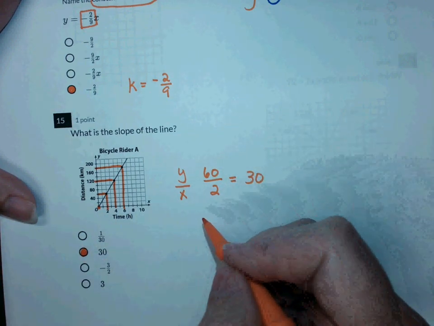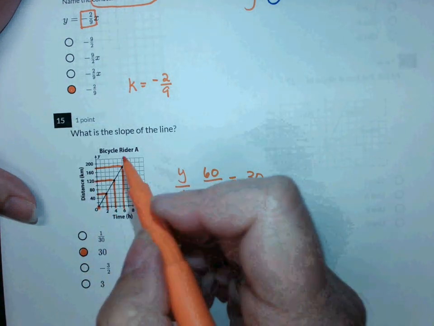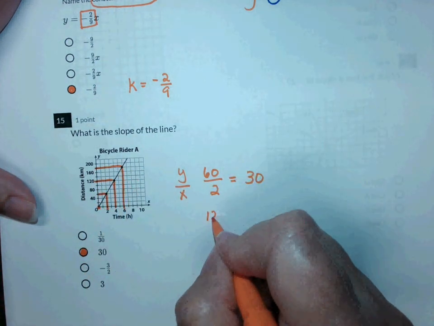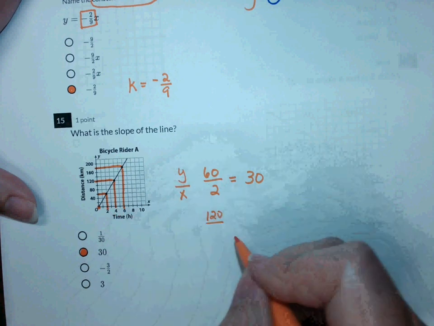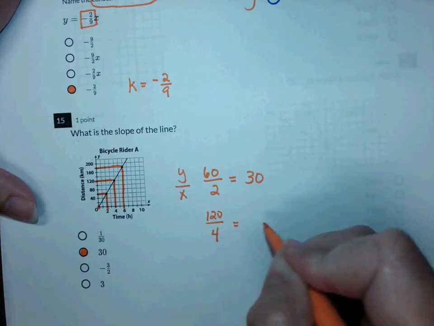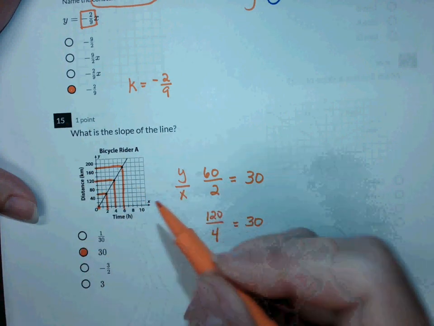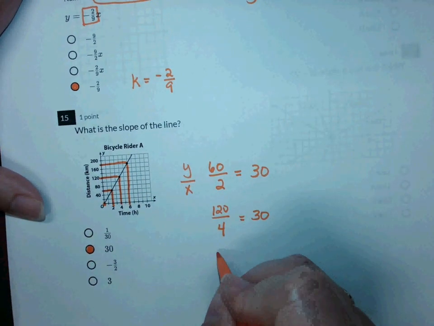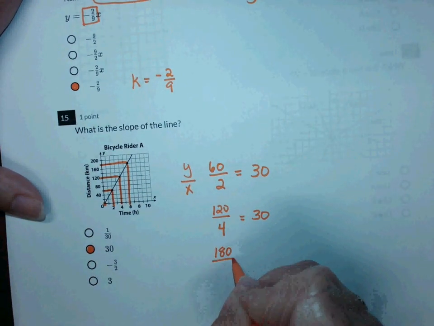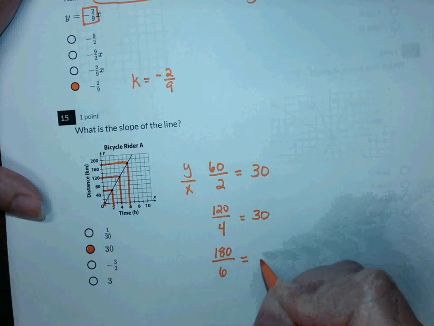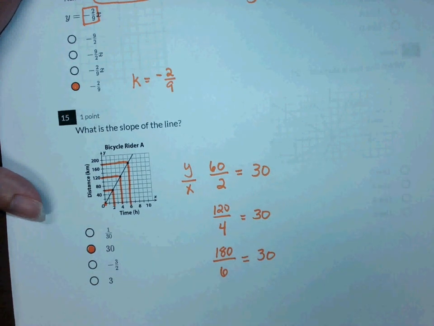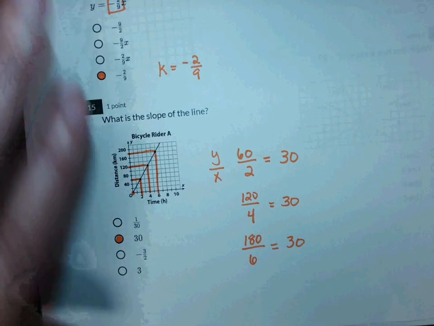All right, you could double check yourself, do another box just to make sure. That next box is 120 over 4, which also equals 30. For good measure, I could do the next box, which is 180 over 6, which, hey, guess what, equals 30.